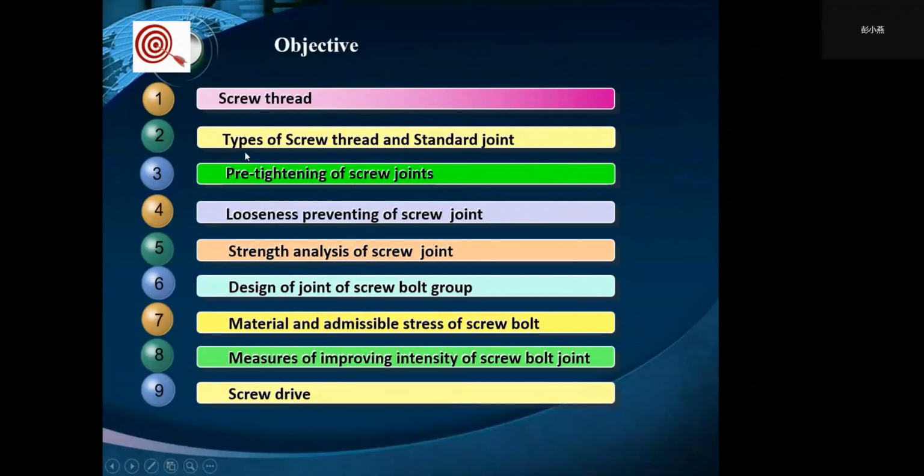And the objectives 1 to 5 are what we will study today. Today's lesson is very difficult, so you should pay much attention. And now let's get started.